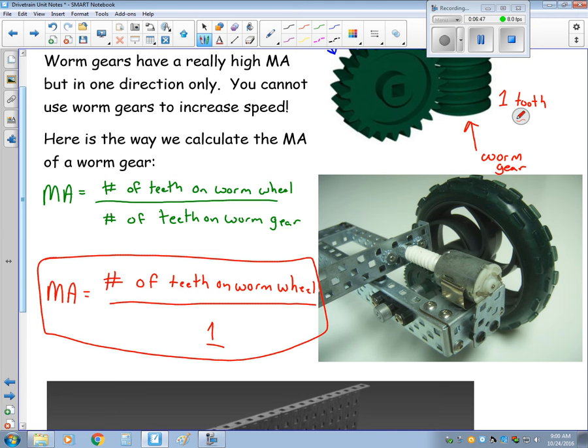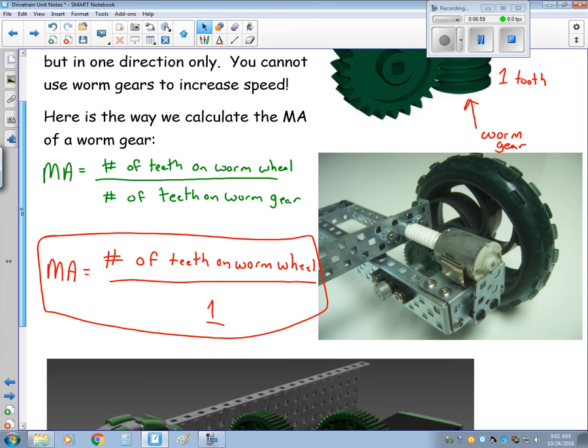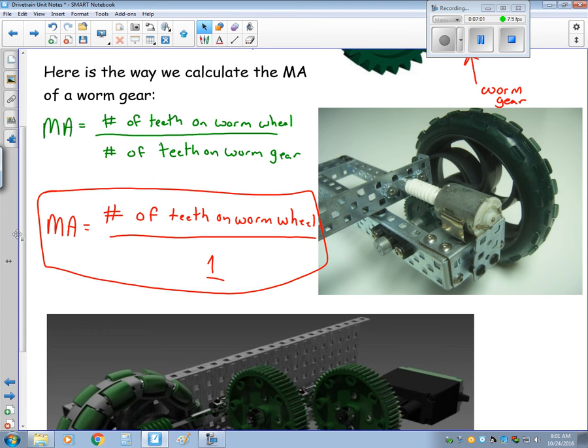So to calculate the mechanical advantage of a worm gear system, it's really, really simple. All you need is the number of teeth on the worm wheel. That's all you need. Now notice that this mechanical advantage is going to be something that will always be greater than 1. So whenever we have a mechanical advantage that's greater than 1, it's designed for torque and it sacrifices speed.